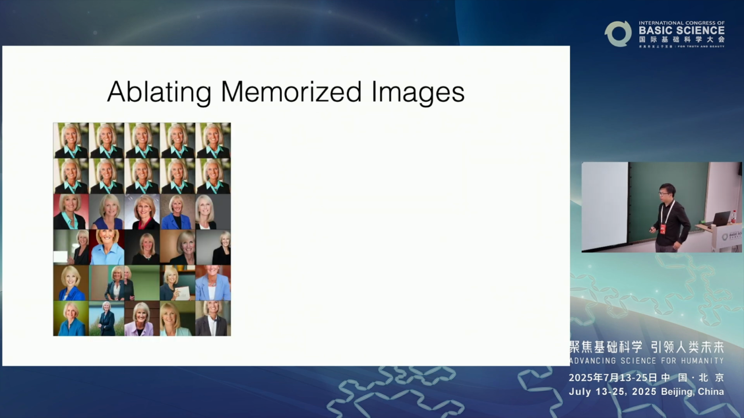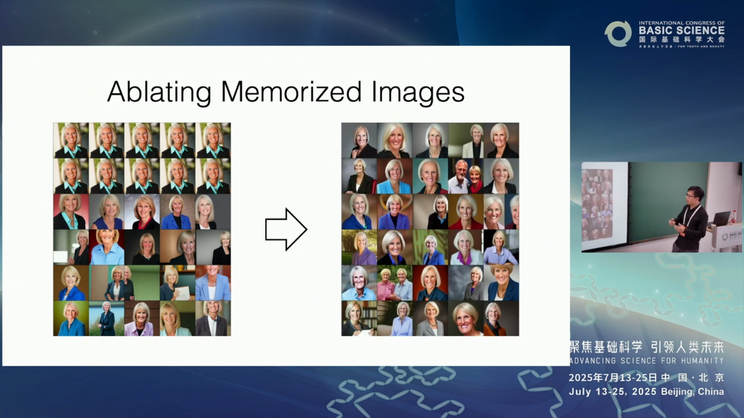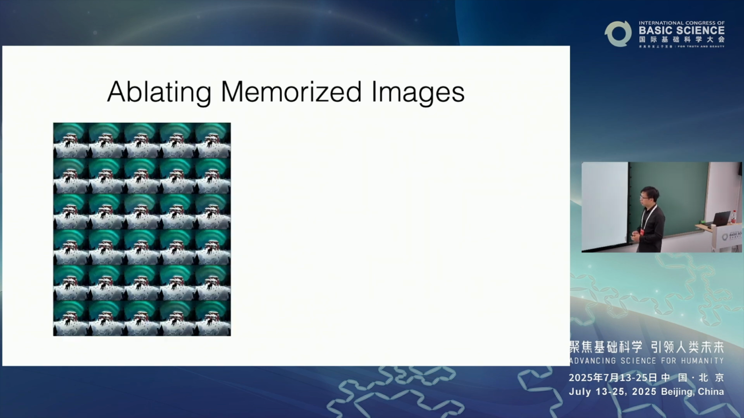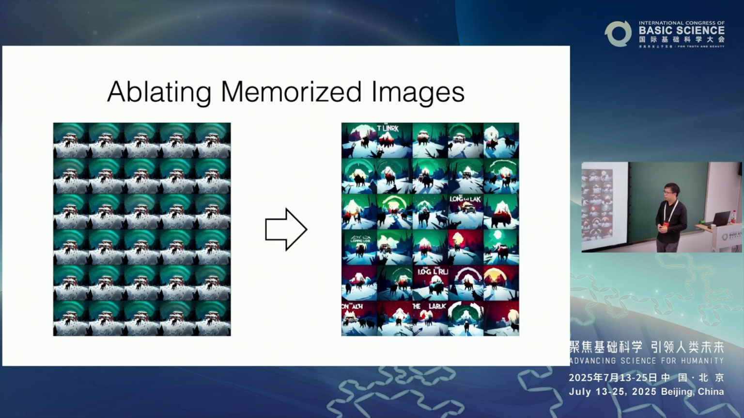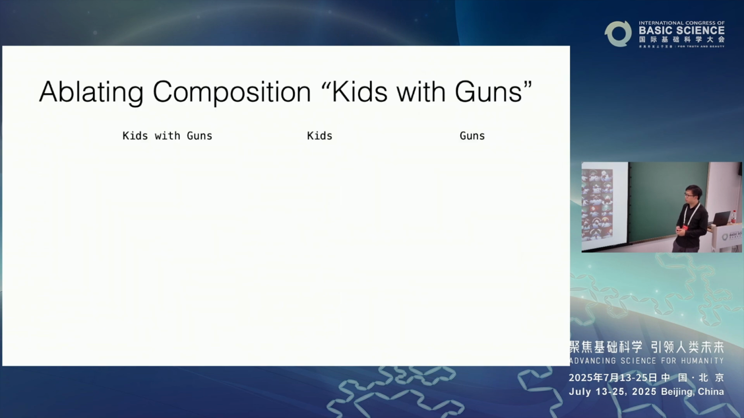And you can also remove a certain person. Here this particular lady's image has been memorized. So if you type this lady's name at test time, it will generate exactly the same training images, right? Here we try to remove this image. We're not trying to remove this lady, we're trying to remove this particular image. After you do that, if you type this lady's name, you generate more diverse outputs. The same idea here, this is maybe a cover of some computer game. If you type this game's cover, you will generate exactly the same training images. And if you remove these training images, we can make it more diverse.